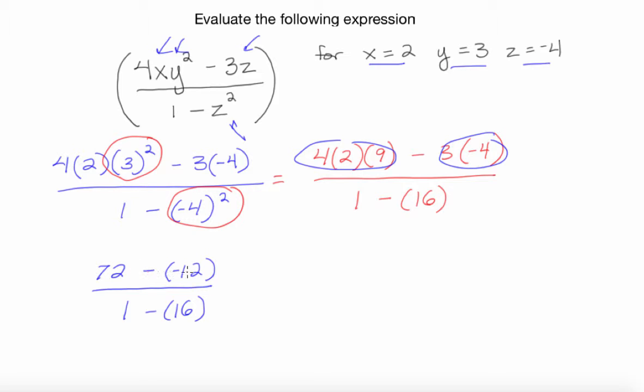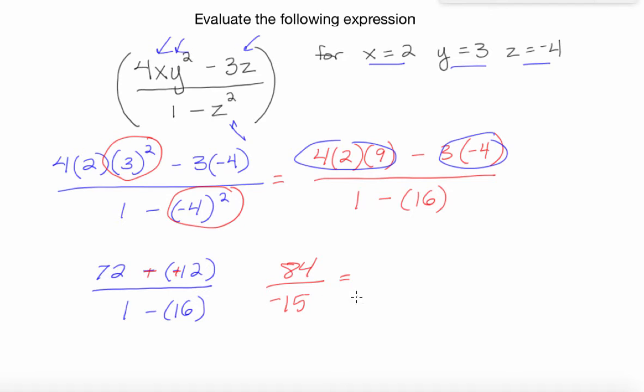72 minus -12. Looking at positives and negatives, if I'm subtracting a negative, it becomes the opposite of subtracting. So it ends up becoming an addition. 72 plus 12 is 84. And on the bottom, I've got 1 minus 16, which is -15. And I can rewrite that as a fraction.